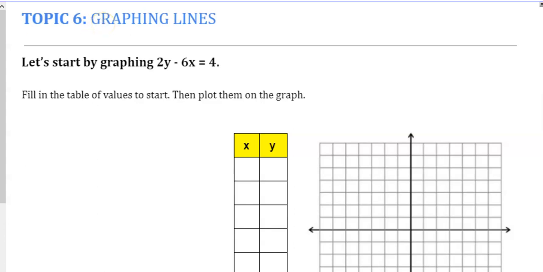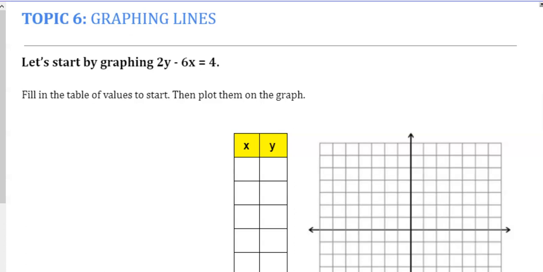Today we're continuing on an extension of slope. Now we're going to actually graph lines, which we started to get into a little bit. Let's first start with this equation, 2y minus 6x equals 4. We're going to fill in a table of values. This is one way you can always graph any type of equation, by starting off making a t-table.